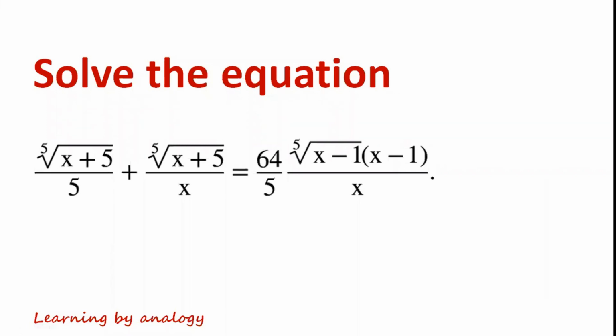Solve the equation. The fifth root of x plus 5, over 5, plus the fifth root of x plus 5, over x, equals 64 over 5 times the fifth root of x minus 1, times x minus 1, over x.